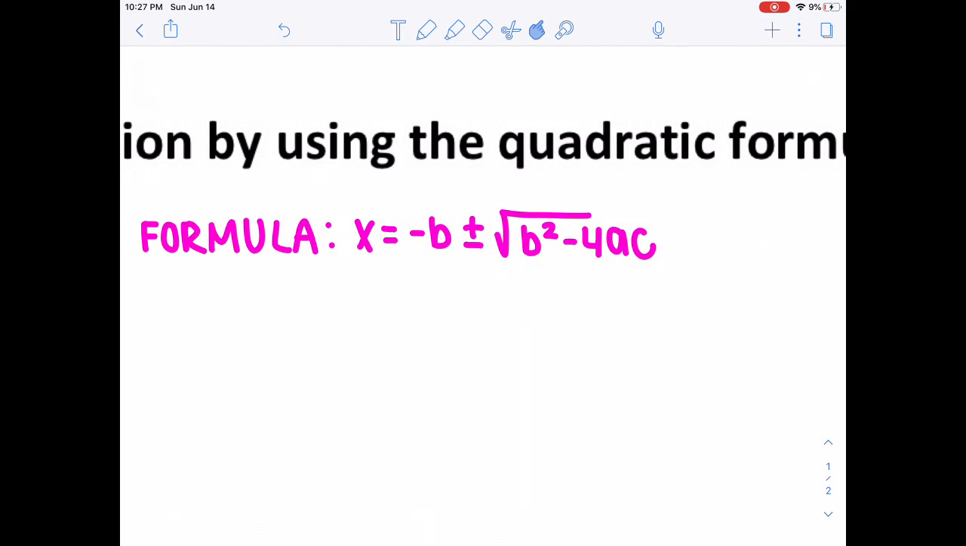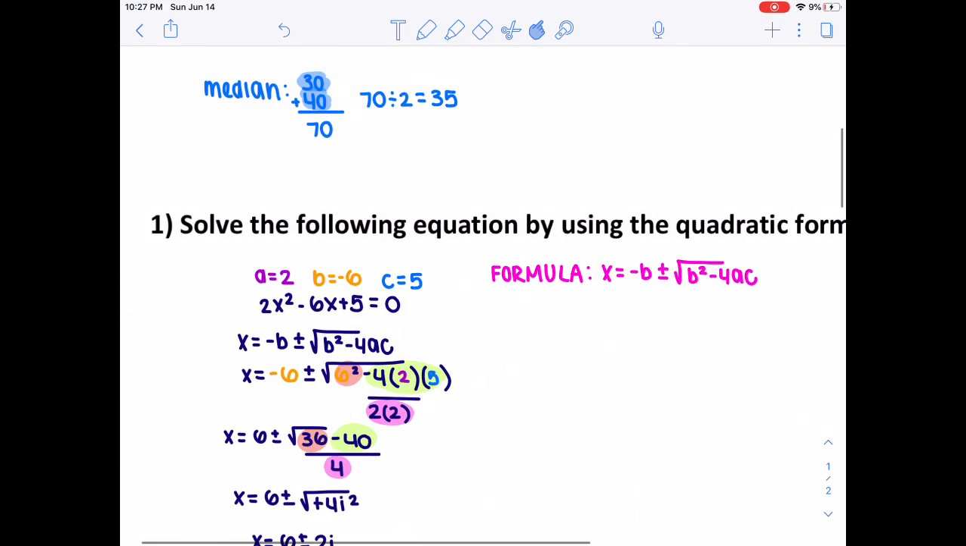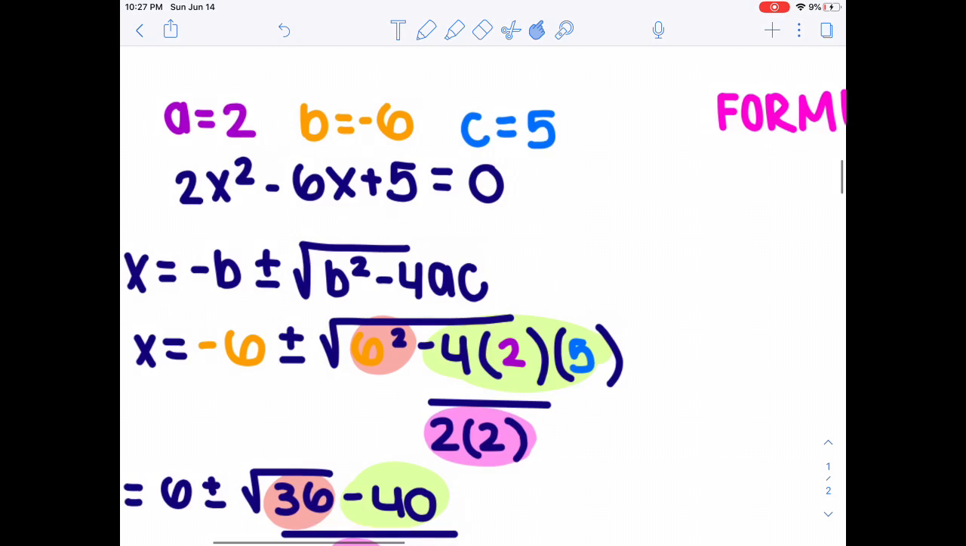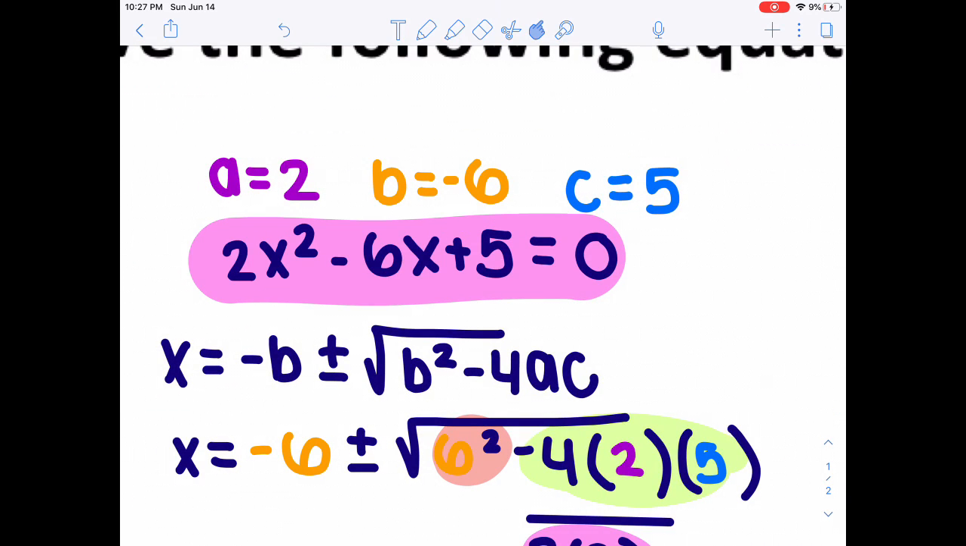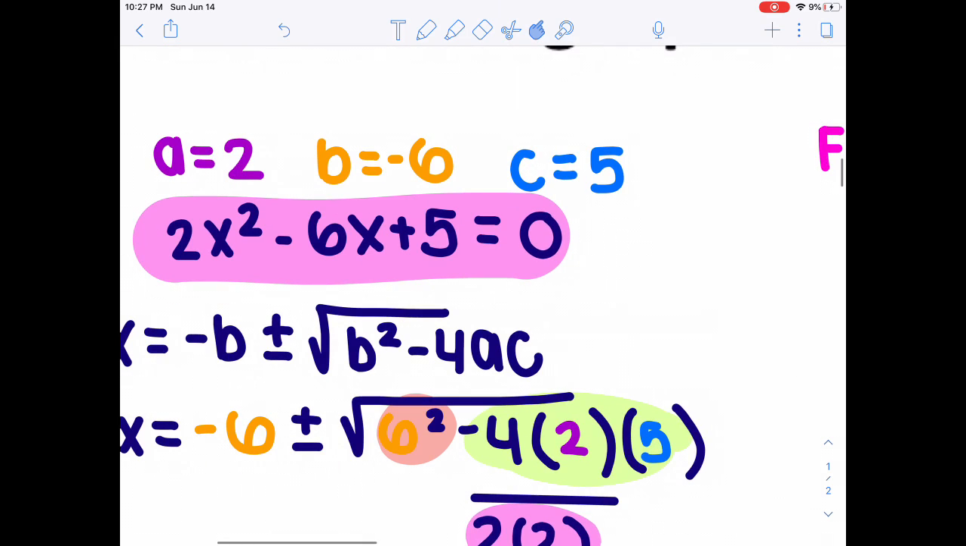x equals negative b plus or minus the square root of b to the second power minus 4ac, over 2a. The next step is to write out your equation. So I wrote out the equation right here. After that, you're going to take a, b, and c. So a is going to be 2, b is going to be negative 6, and c is going to be 5.